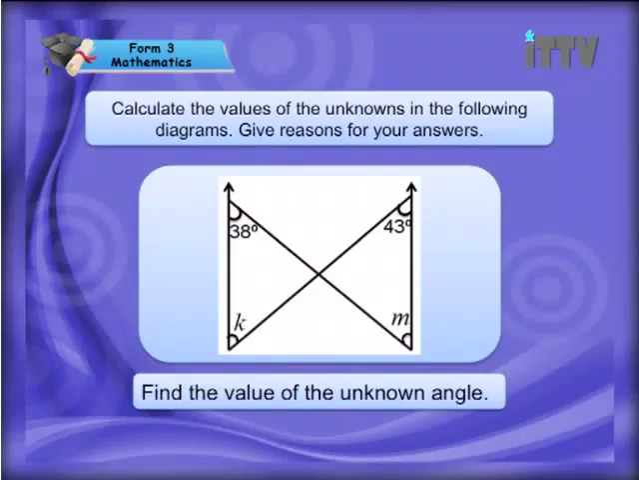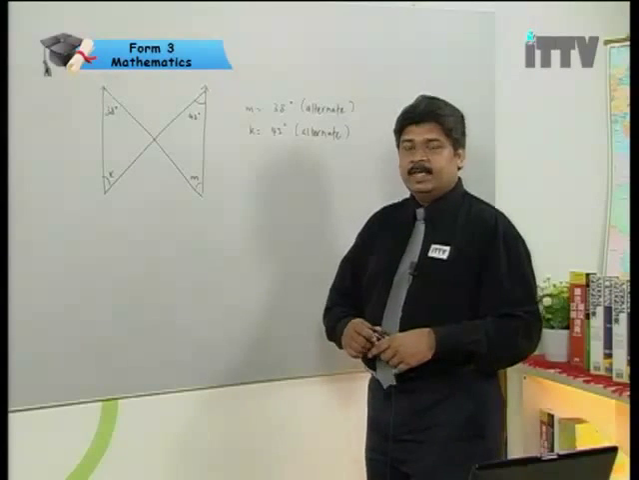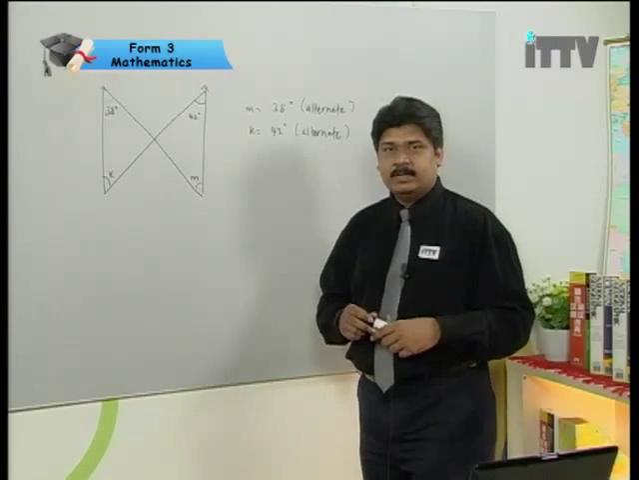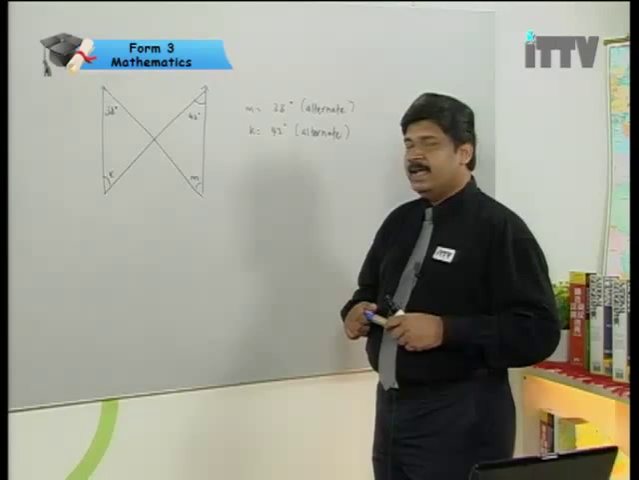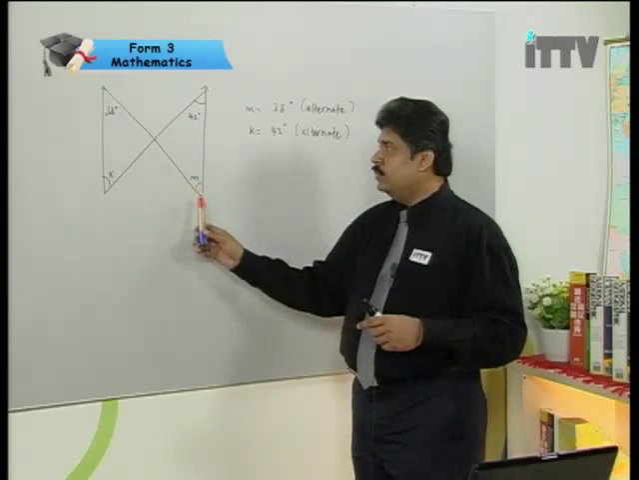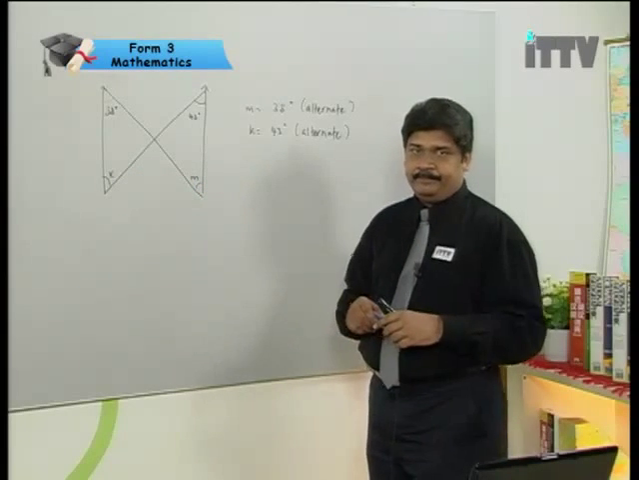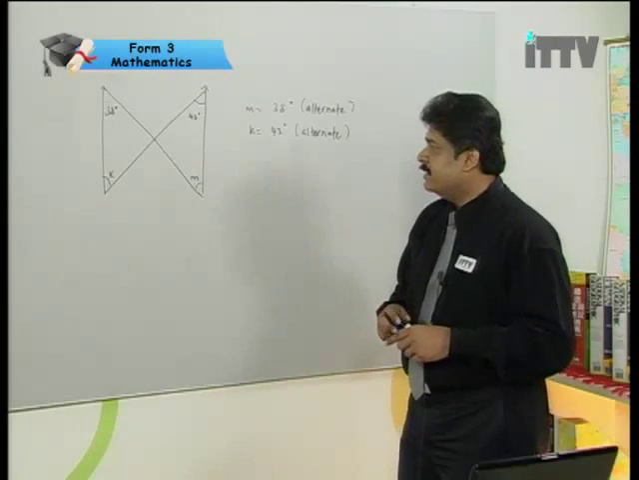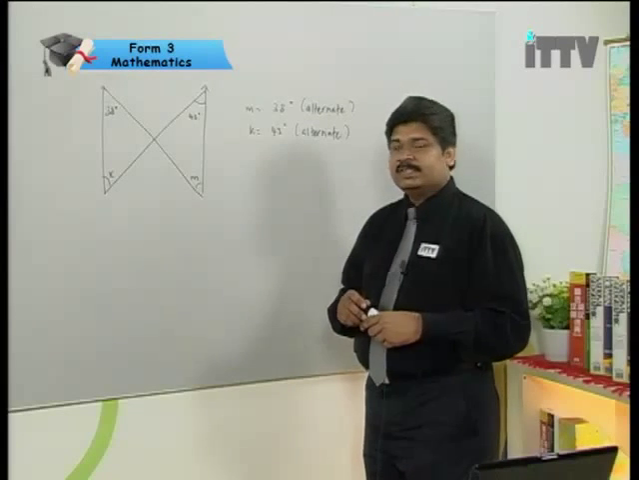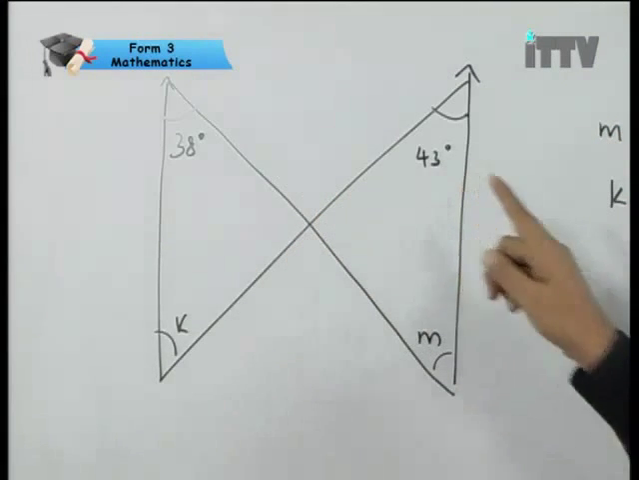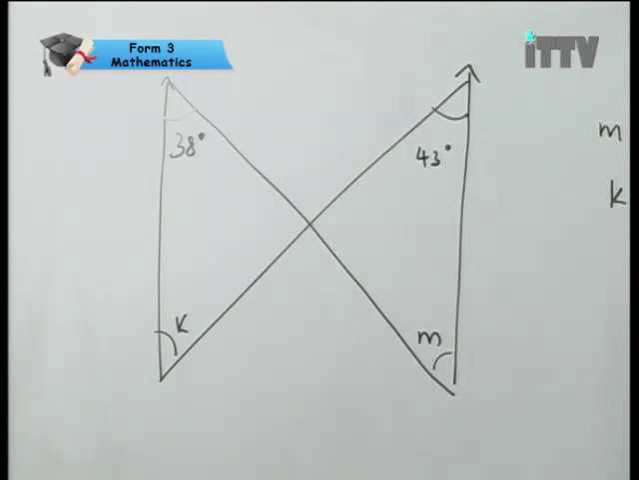Find the values of the lettered angles. Well, boys and girls, if you look into our next question, we are requested to find the values of the unknowns here, those being K and M. In order for us to find the answer, we must ask ourselves how 38 and 43 is relevant to this question. On closer examination, let us find for the value of M first.